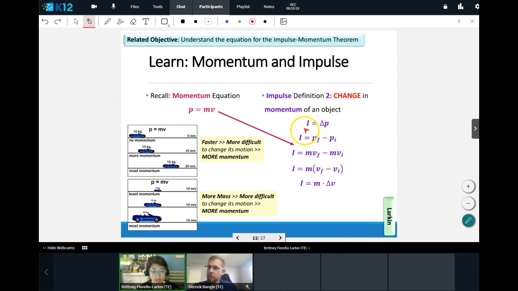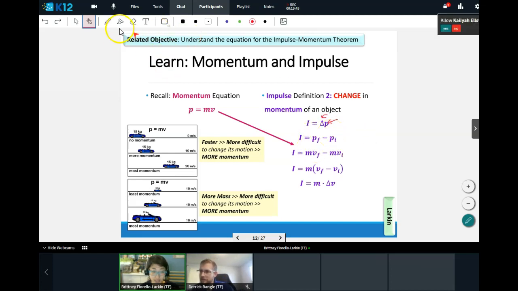So in this definition, we have a different equation. Impulse equals a change in momentum. Delta right here is the symbol, means change. And again, P is the equation for momentum. So change in momentum, we can calculate this by subtracting the final momentum minus the initial momentum. That's what would be a change in momentum. Smiley faces or emojis in the chat if that makes sense.